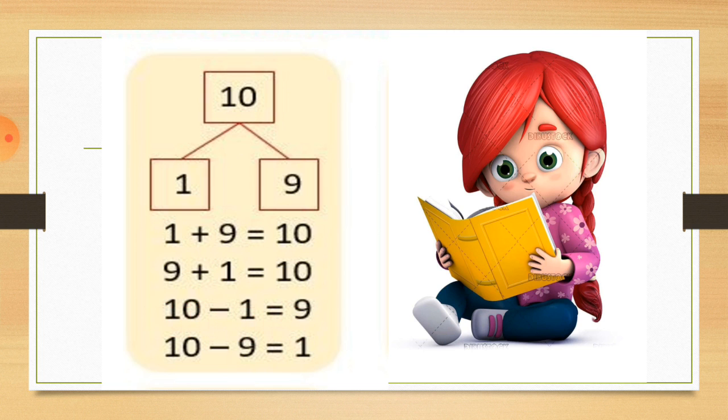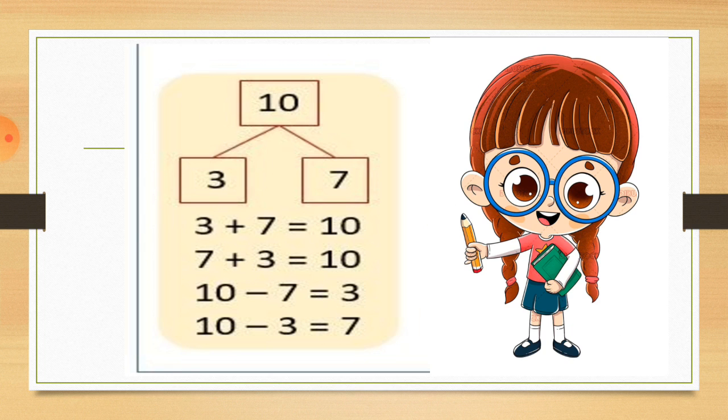So this way, students, in the last one, here is 10 and 9. So 10 minus 9 is equal to 1. You can see these three digits are in one family. So this way you have to write down the numbers. Let's see the next example, which is 10, 3 and 7. Let's see how this works.